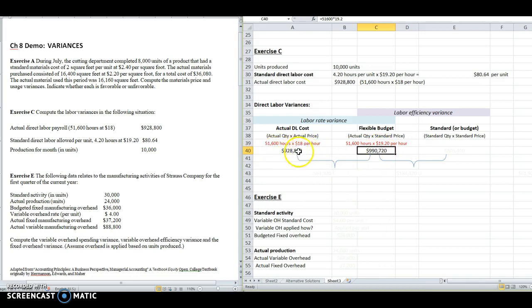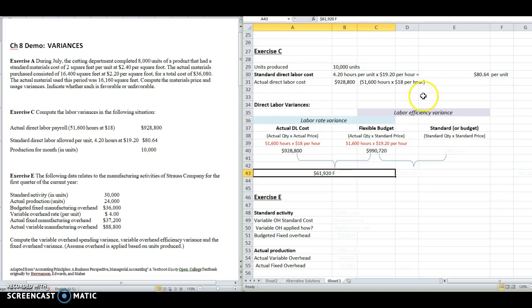Now we compare these two numbers. Notice that the actual direct labor cost is less than the budget. We know that because we can see that the cost of $18 per hour is less than the standard of $19.20. This would make us very happy to pay less than we intended, so that's going to be a favorable variance. The difference between these two is the $61,920, and that is, again, a favorable variance. Variances are never shown with a negative number, not in parentheses, not with a minus, nothing. Always shown as a positive number, and it must have F for favorable or U for unfavorable, depending on if it's a good or a bad thing.